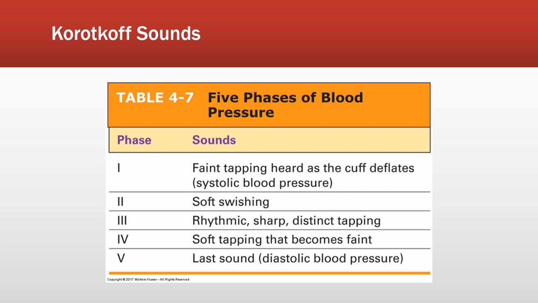That's our phase 1. It starts off with tapping, then it goes into a swishing, and then it goes into more of a sharper, distinct, louder tap, and then it starts to fade away until we get to our last sound. So our phase 1 is our systolic, where it's first starting. 2, that soft swishing. 3, that's that loud, distinct tapping. 4, fading away. And 5 is our diastolic.